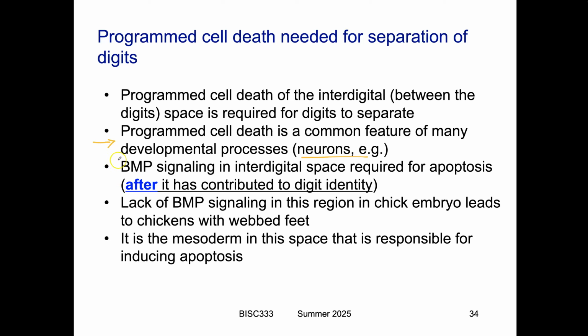And so BMP signaling in the interdigital space is required for the apoptosis, and this is separate, it works after it's contributed to digit identity, so this is two separate things. And lack of BMP signaling in the interdigital space in the chick embryo at least leads to chicks with webbed feet. Which doesn't hurt them. They can survive. It's not a lethal thing. And it's the mesoderm in this space that is where the apoptosis gets induced.